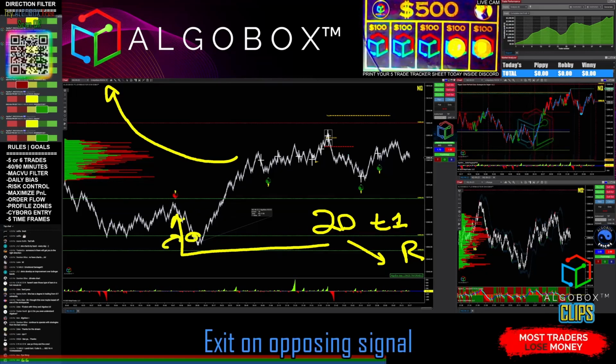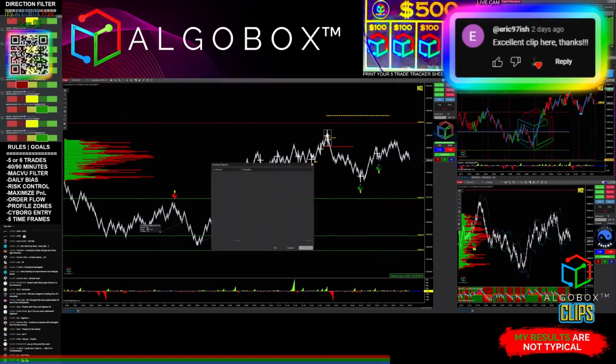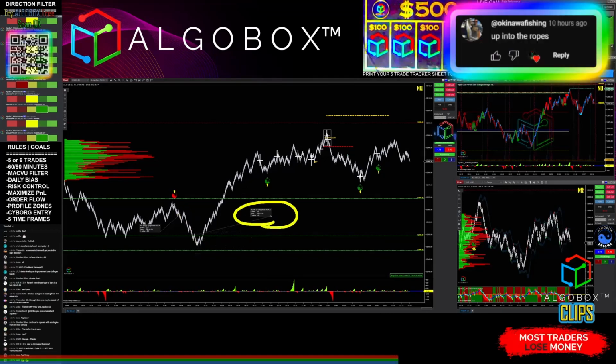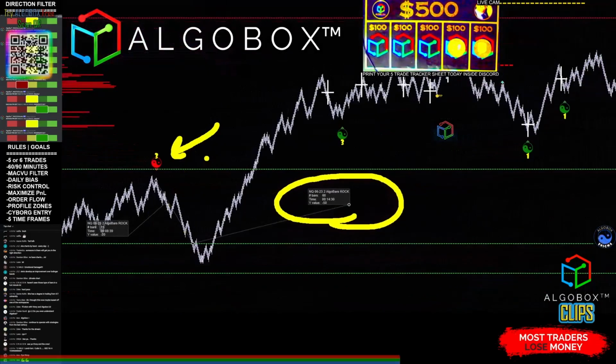So target 1, 20 ticks. To get to 20 would be, let's see, that's 31 to there. 20 is right there. Okay, so target 1, we take that one off right there. That's your 20 ticks. And then your runner target goes right there, which is going to be exit to there. So that's 50. So I get 70 ticks on a single trade entry right there.